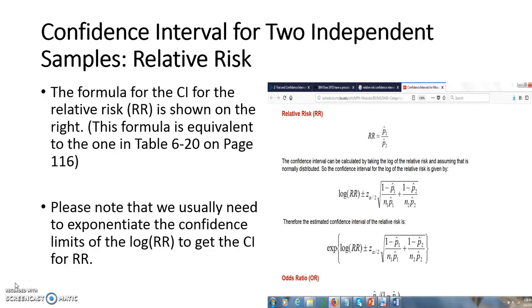Okay, but when you use these formulas, please remember that at the end you need to exponentiate the confidence limits of the log relative risk to get the confidence interval for the relative risk. Okay, so you have to take the exponentials of the confidence limits.